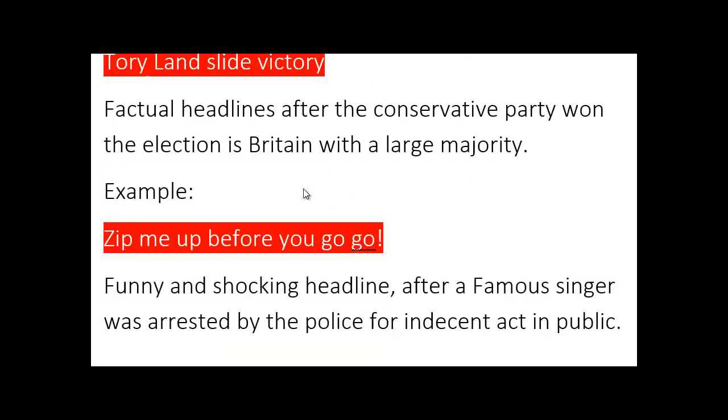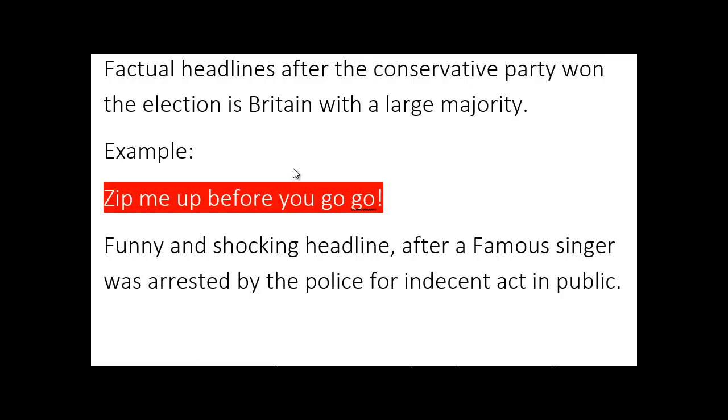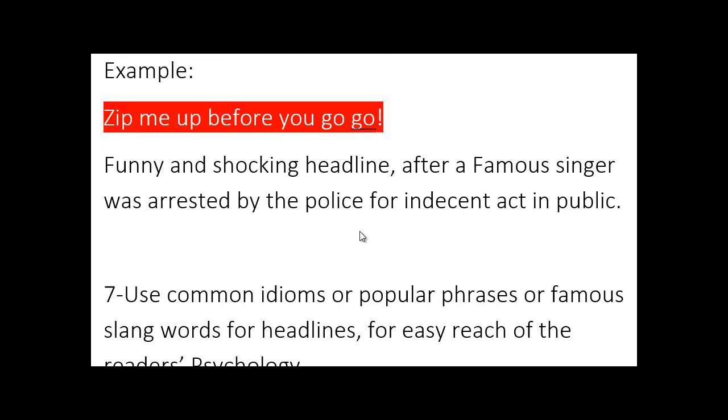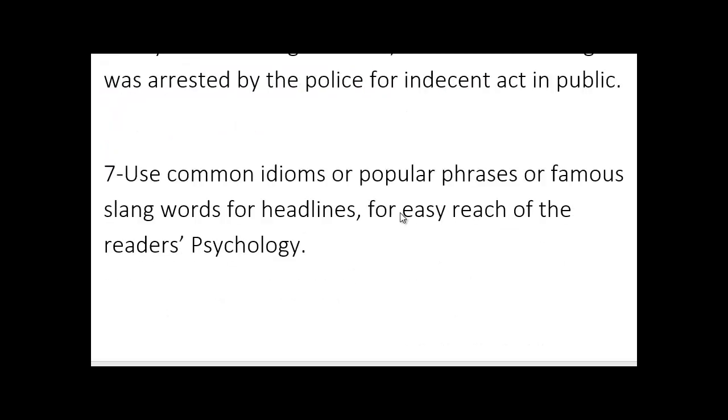Another example: "Zip me up before you go go." That's a funny headline. It's about a famous singer who was arrested by the police for an indecent act in public, and one of his famous songs was "Wake Me Up Before You Go Go." So they turned it into "Zip Me Up Before You Go Go." I know, a bit rude, but a little bit funny, and it makes people laugh and want to read and find out what this famous singer did. Rest in peace, he's not alive anymore.